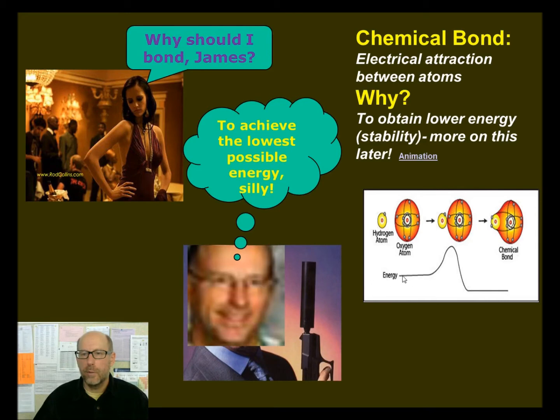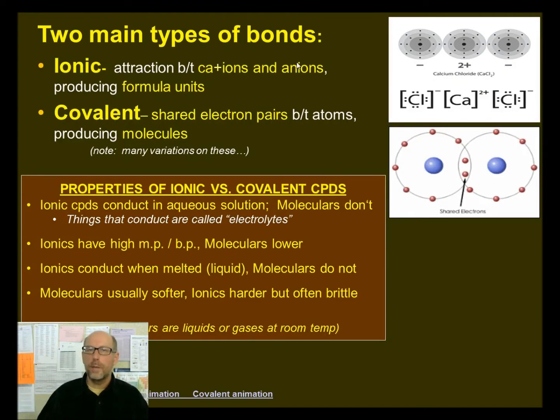And they start off with a relatively high amount of energy, and when the reaction is done, they have lower energy. So we will look at that in more detail later, but for right now you just say, what is a chemical bond? It's the attraction between atoms. And secondly, why do they do this? To obtain lower energy. All right, well, there are two main types of bonds, and they are called ionic bonds and covalent bonds.